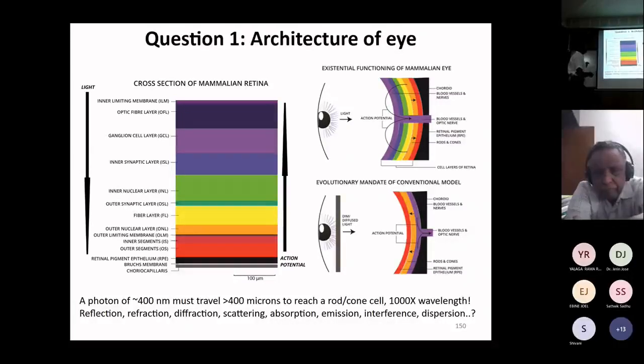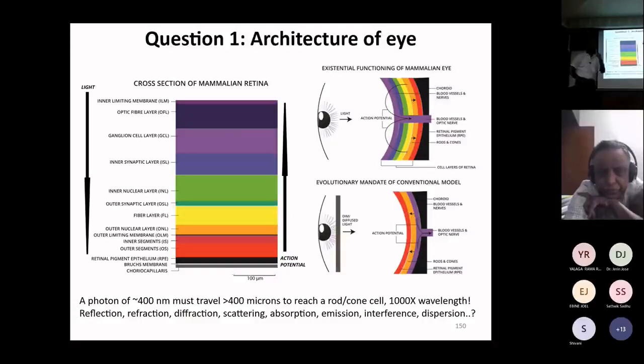Now, this is the structure of the retina. There are at least 10 odd layers, which I put in different colors just to show that there are multiple layers of different optical properties, very many layers. So here you see the action potential originates here, and then it has to propagate like this, and it has to come and go here.